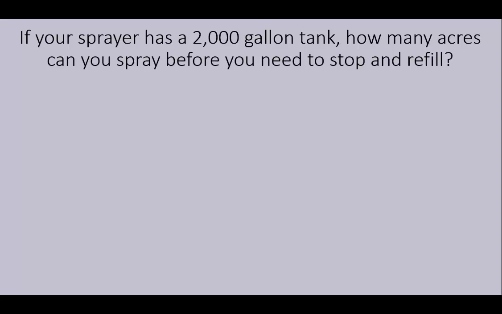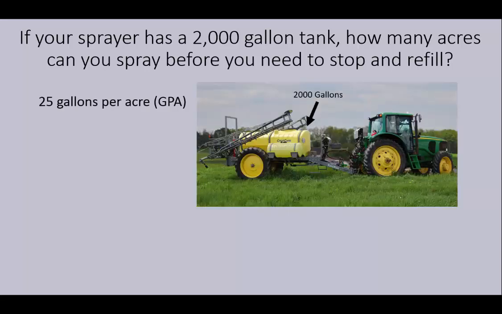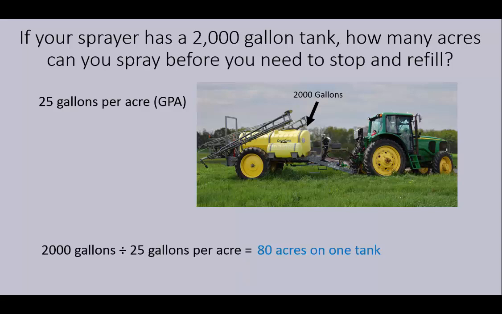If your sprayer has a 2,000-gallon tank, how many acres can you spray before you need to stop and refill? If you remember, we are spraying at a rate of 25 gallons per acre. If we have a 2,000-gallon tank and divide that by 25 gallons, 2,000 divided by 25 equals 80 acres that we can spray on one tank.